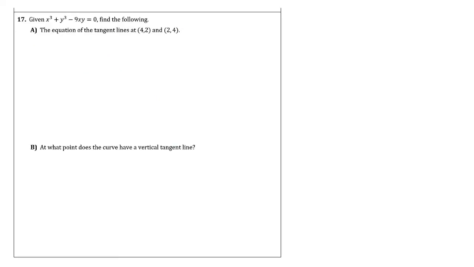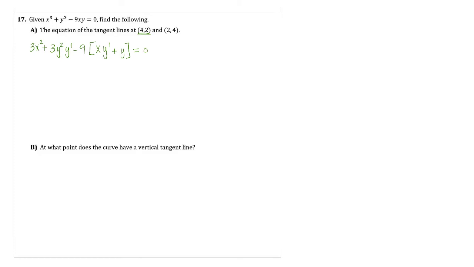So again, we have to start out with the derivative. So we're going to have 3x squared plus 3y squared y prime minus 9 times, in the product rule, first times the derivative of the second plus second times the derivative of the first. And of course all that equals 0. We're just interested in the equation of these lines.